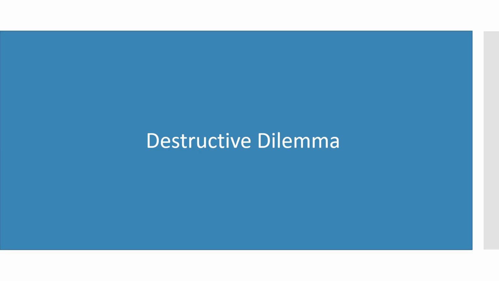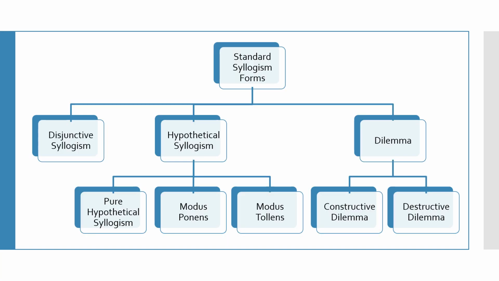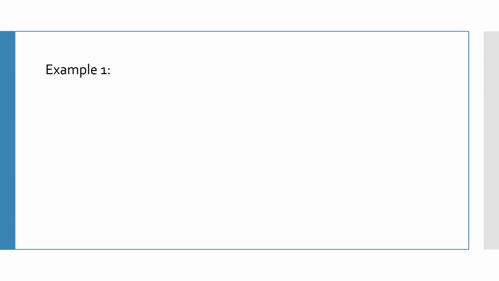So what about a destructive dilemma? A destructive dilemma is pretty much the same thing, but it works by using the rules of modus tollens. So it wants to deny things. And this is the last of our syllogisms. This chart here is everything you need to know in terms of standard form syllogisms, as well as all the various fallacies that are committed. And really, there are only three you need to know: one for a disjunctive syllogism, one for a modus ponens, and one for a modus tollens.